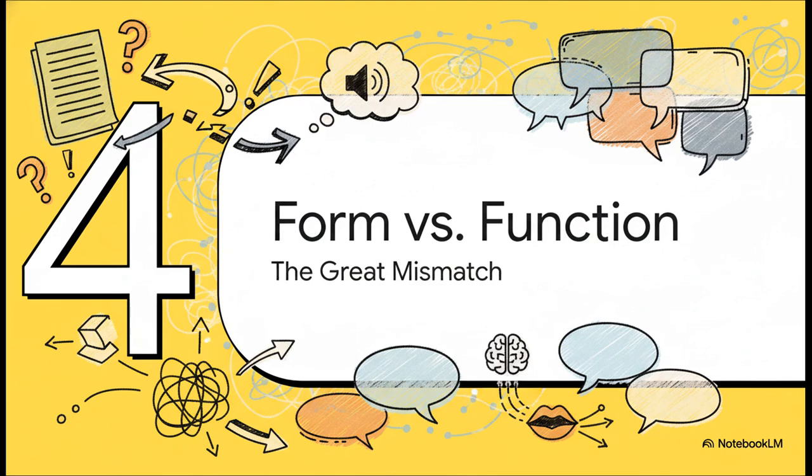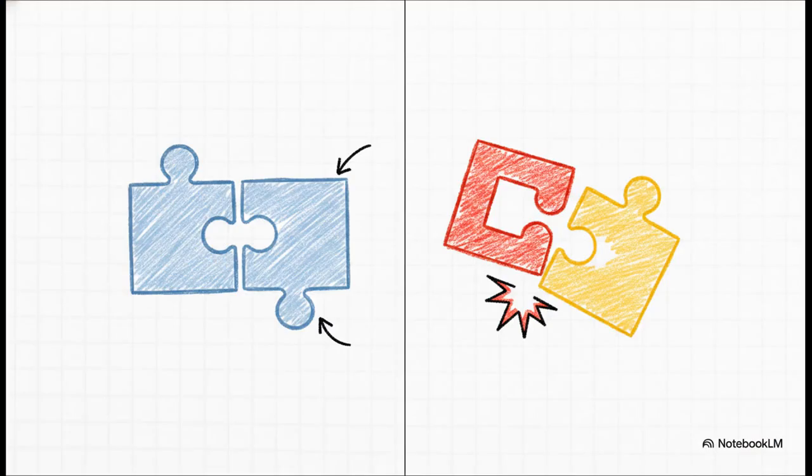All right, now we reach the true crux of our analysis in Section 4, Form versus Discourse Function, the great mismatch. This is where the academic study of syntax gets incredibly fascinating. Because, well, what you see on the page doesn't always match what the speaker intends to do.